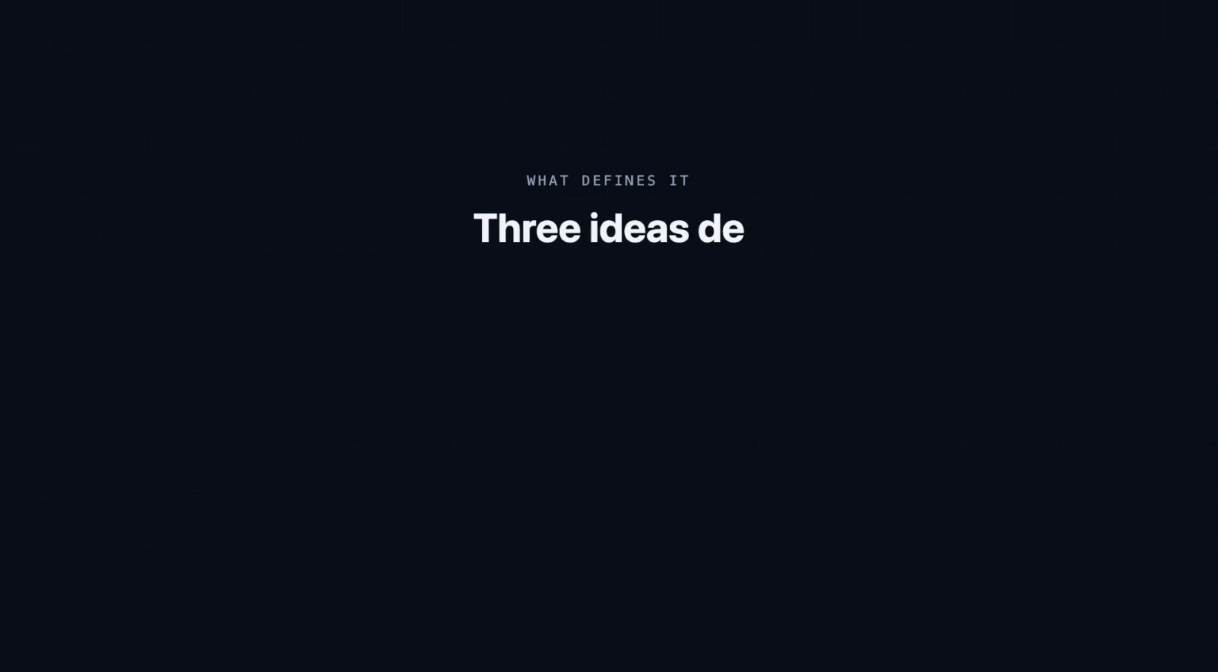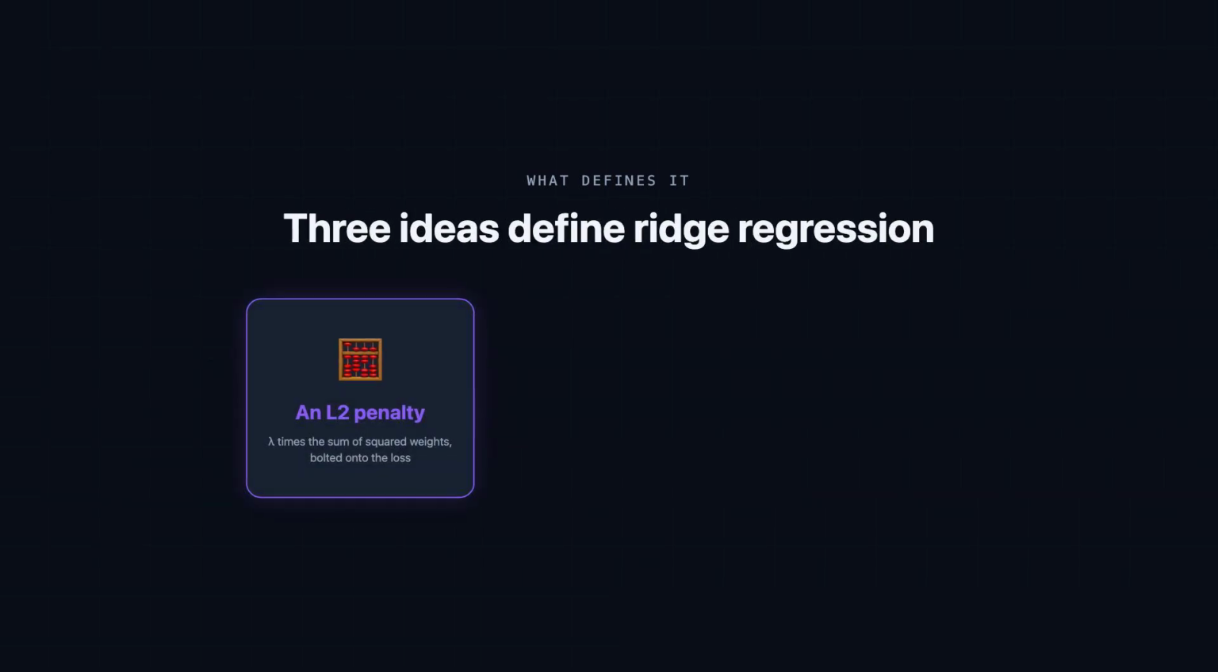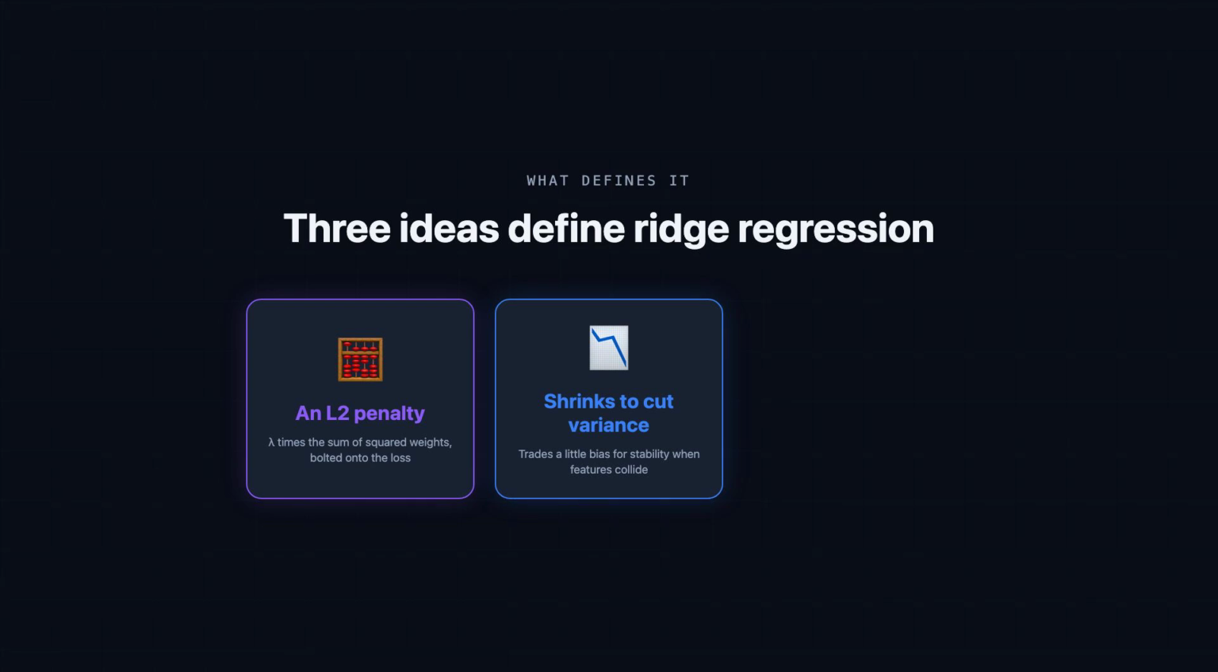Boil it down, and 3 ideas define ridge regression. It adds an L2 penalty on coefficient size. The sum of the squared weights, scaled by lambda, gets bolted onto the loss, so large coefficients are actively discouraged rather than freely allowed.